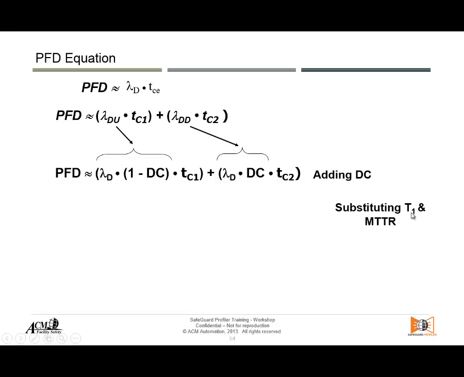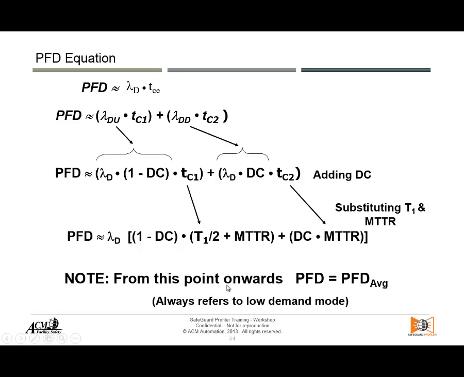And then I substitute the times by proof test time and mean time to restoration. So the t's now become T divided by 2 for average, plus mean time to restoration. That's for the proof test side, and the mean time to restoration will be for the diagnostic side. So from this point on, this will be the formula that we're going to use: probability of failure on demand average, because we took the average in that time, as I showed you before. And this formula always applies to low demand mode.